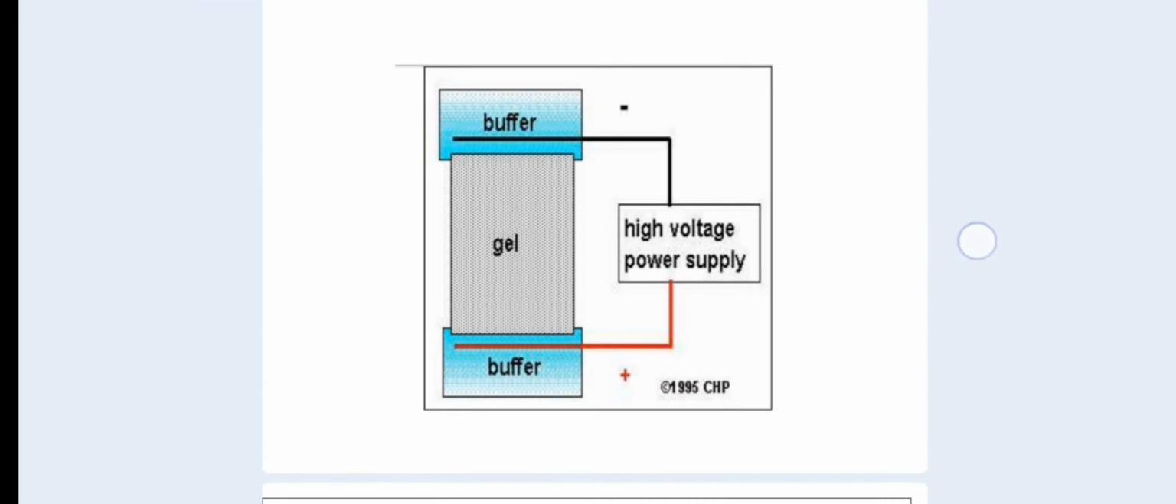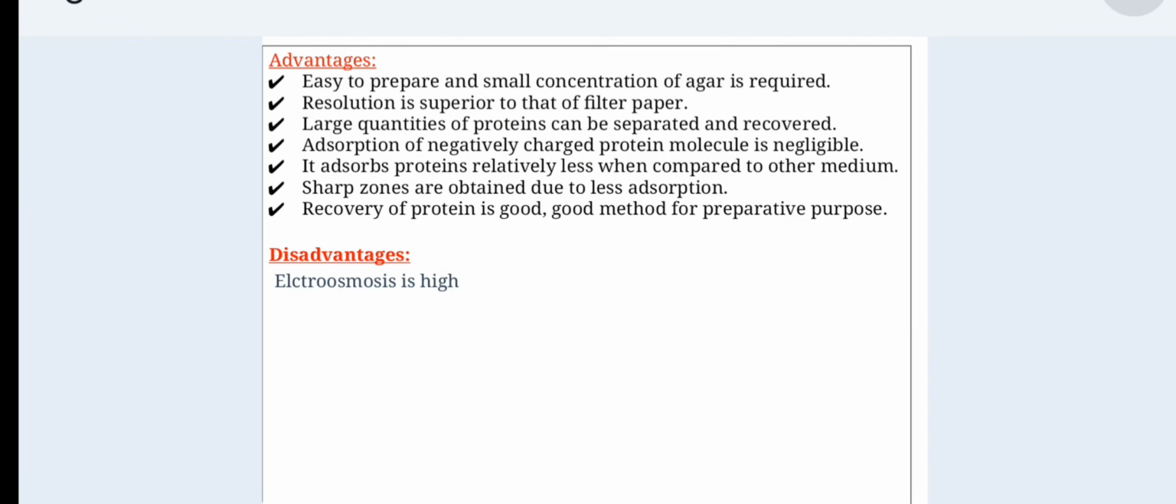This is a generalized diagram of a gel electrophoresis. You can use it for agarose or other gels also. It's a generalized diagram. What are the advantages of agarose gel electrophoresis?